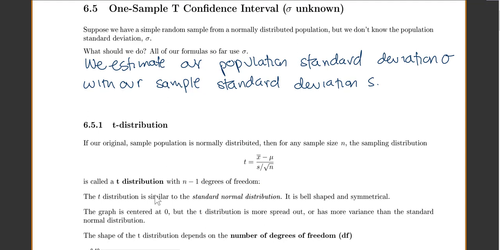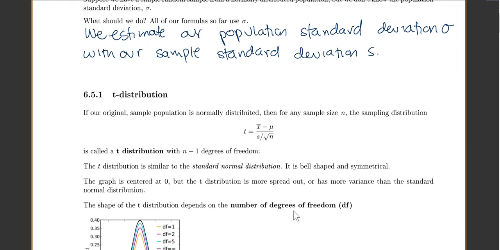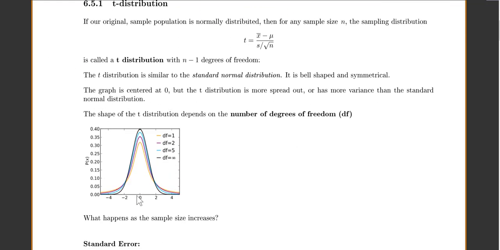So the t-distribution is very, very similar to our standard normal distribution, our z-distribution. It's bell-shaped and symmetrical. The graph is centered at 0, so you can see kind of what it looks like here. The t-distribution, though, is more spread out or has more variability than our standard normal distribution.